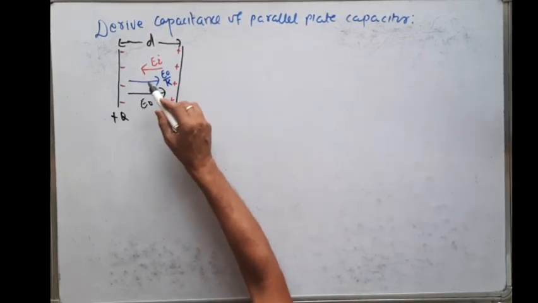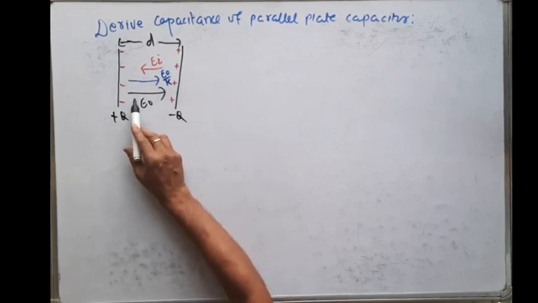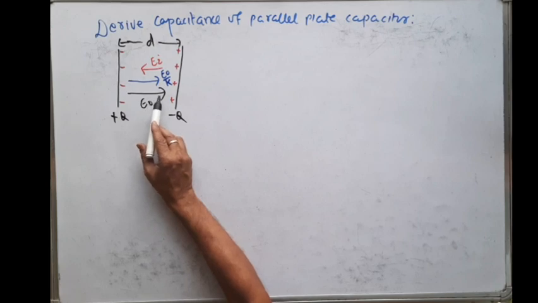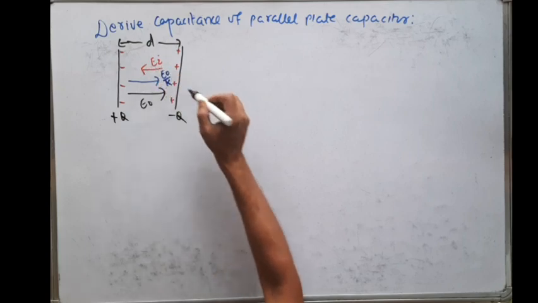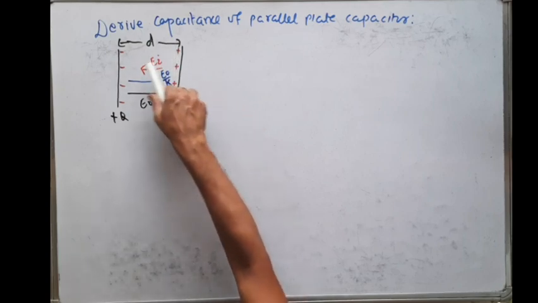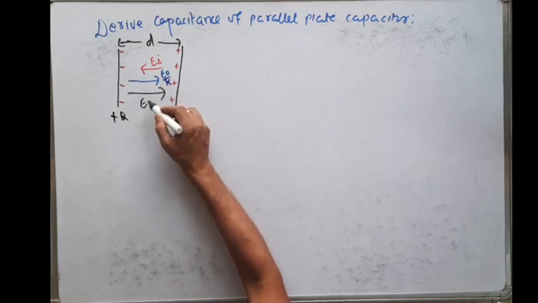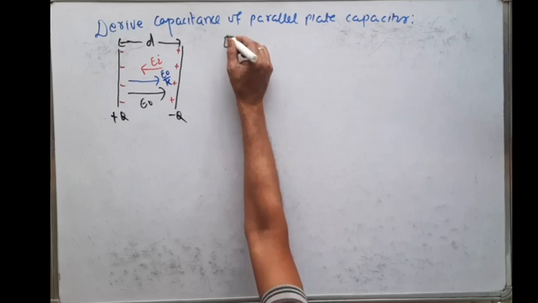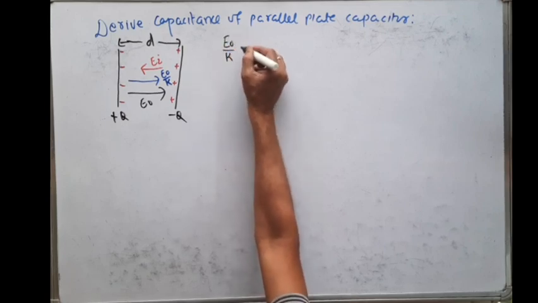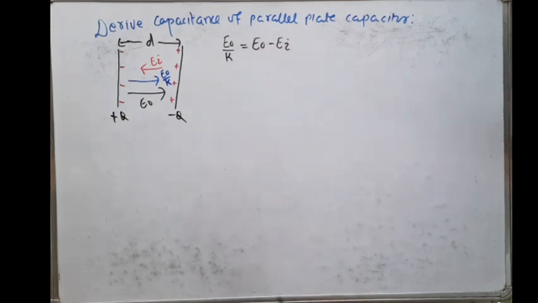I have already discussed the role of the dielectric inside the capacitor. You see, E naught is the electric field due to the charge plus Q and minus Q. And EI is the electric field due to the induced charge due to polarization. What is the net electric field intensity? It is E naught minus EI, which is equal to E naught by K. So this is the net electric field intensity between the two plates.